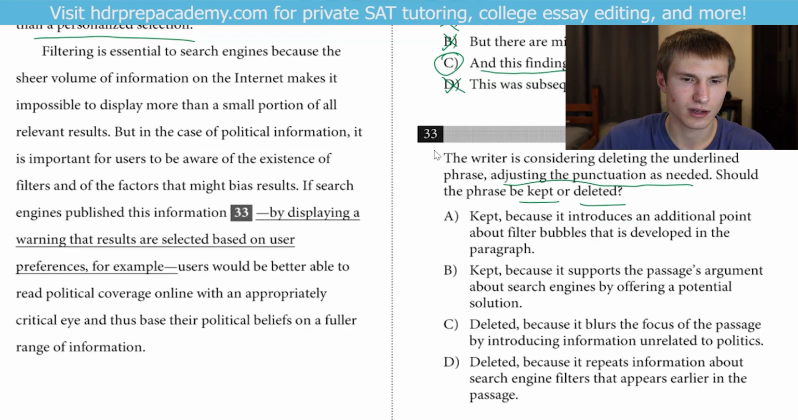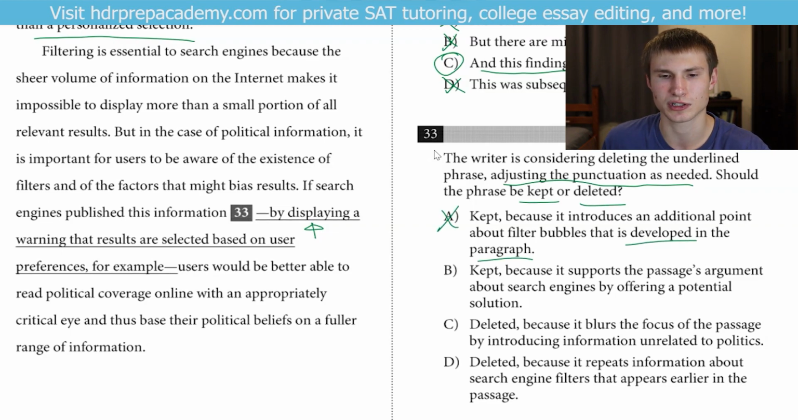Users would be better able to read political coverage online with an appropriately critical eye and thus base their political beliefs on a fuller range of information. In this case, what we're ultimately giving with this underlined portion is a potential solution. So I'm going to look for an answer choice that says we should keep it because it's offering up a potential solution. Option A, kept because it introduces an additional point about filter bubbles that's developed in the paragraph. We don't develop this, we just offer it as a quick solution at the end. B, kept because it supports the passage's argument about search engines by offering a potential solution.